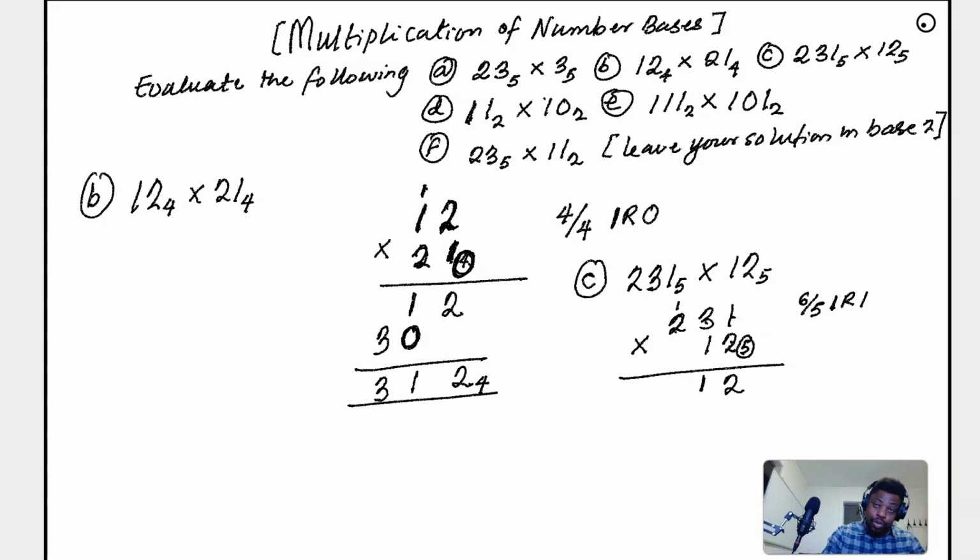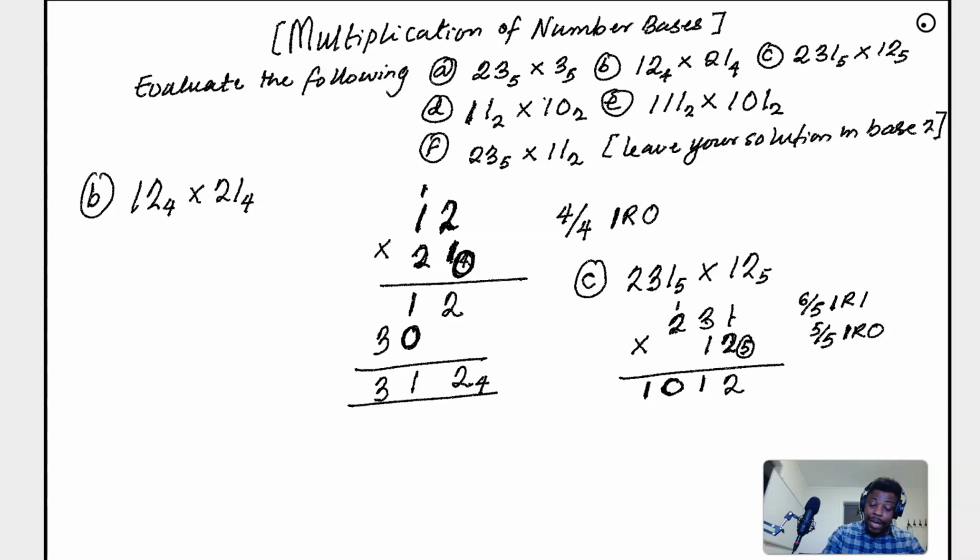So 2 times 2, 4. 4 plus 1, 5. 5 is equal to the base, so you divide. 5 divided by 5, 1 remainder 0. So you write your remainder and you carry 1. You carry 1, there's no other number here, so you put your 1 down. So you are done using 2 to multiply 2, 3, 1.